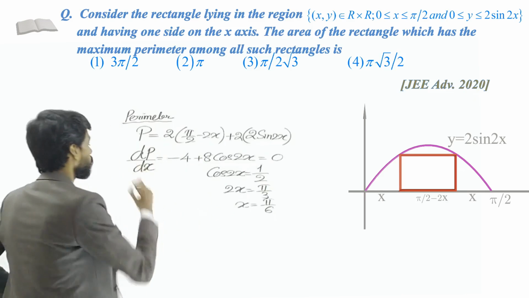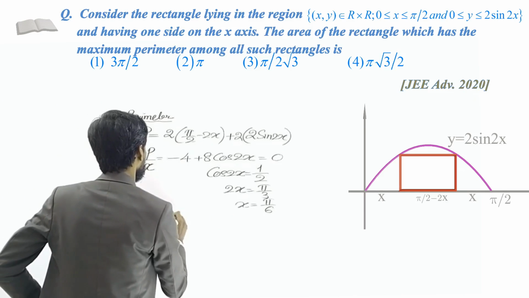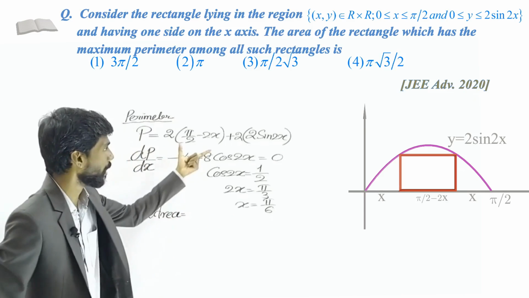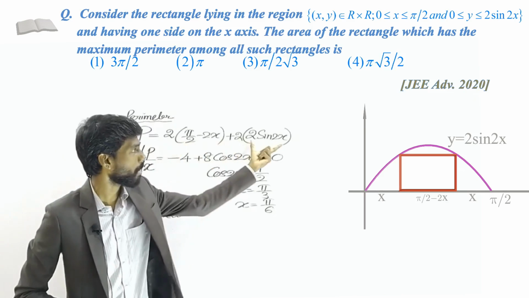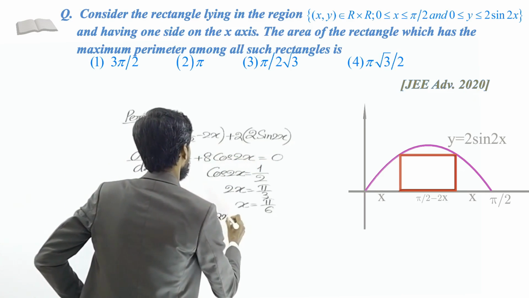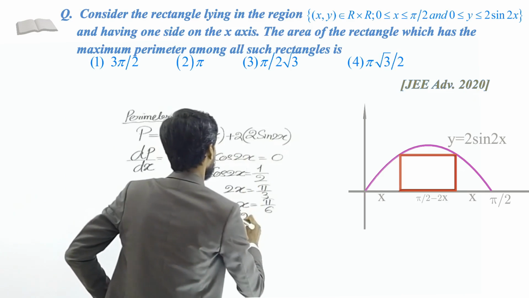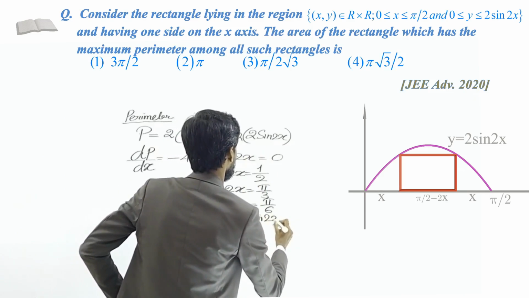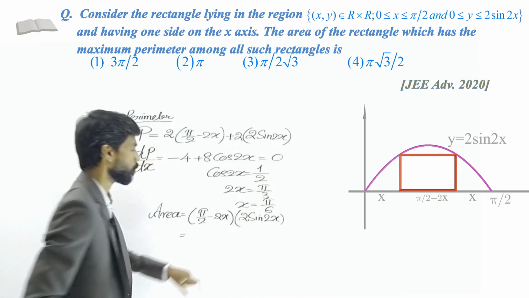We don't want the perimeter, we want the area for which the perimeter is maximum. Alright, yes. Now let us find the area of the rectangle. The area formula is length multiplied by breadth, so (pi by 2 minus 2x) multiplied by the height, 2 sine 2x. So let us substitute these values, right? We found the value.